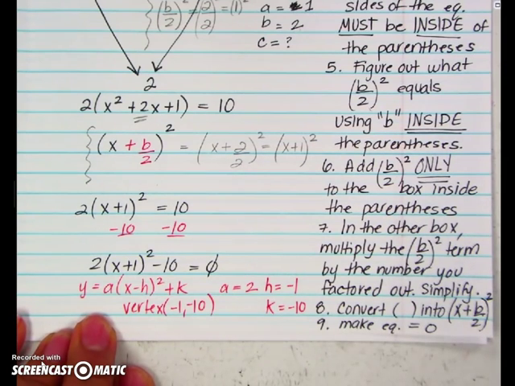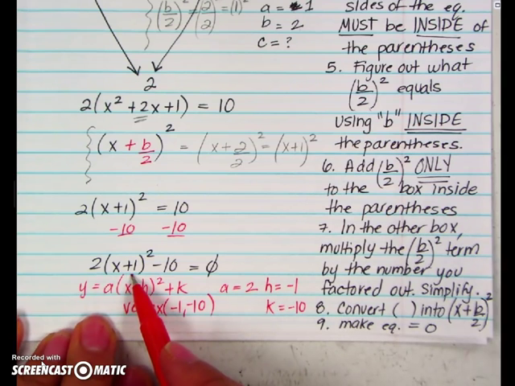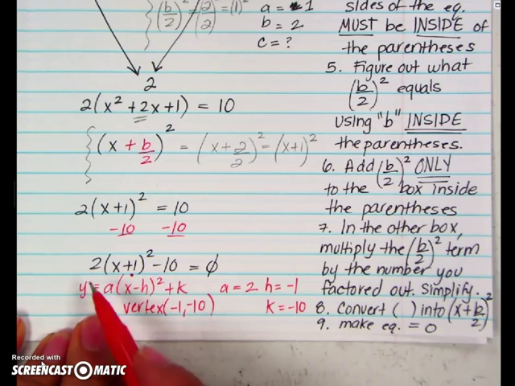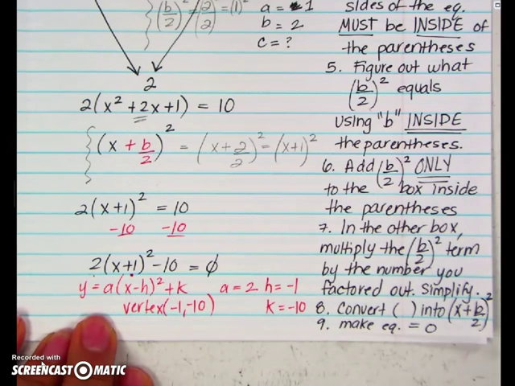And how is it transformed? It's shifted 1 unit to the left, 10 units down, and then vertically stretched by a factor of 2. Okay, let's try another example.